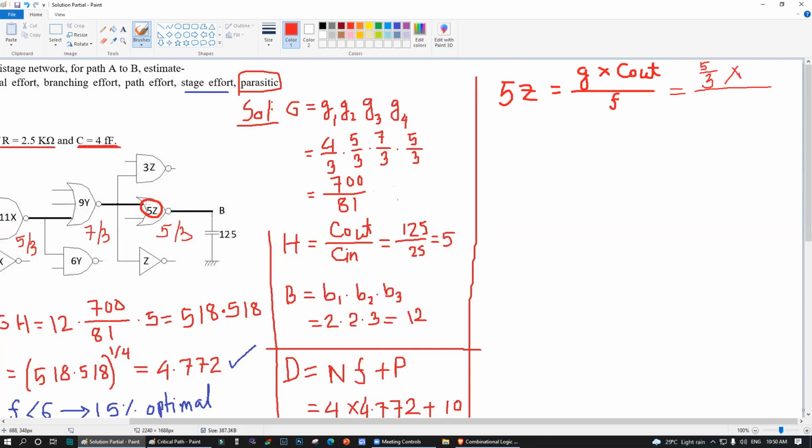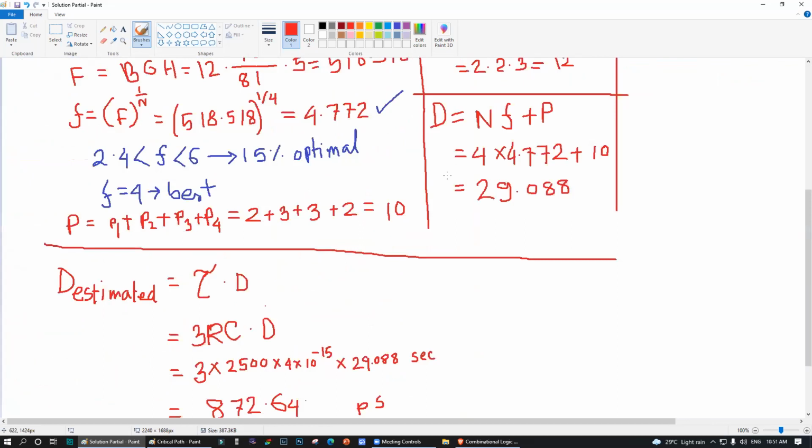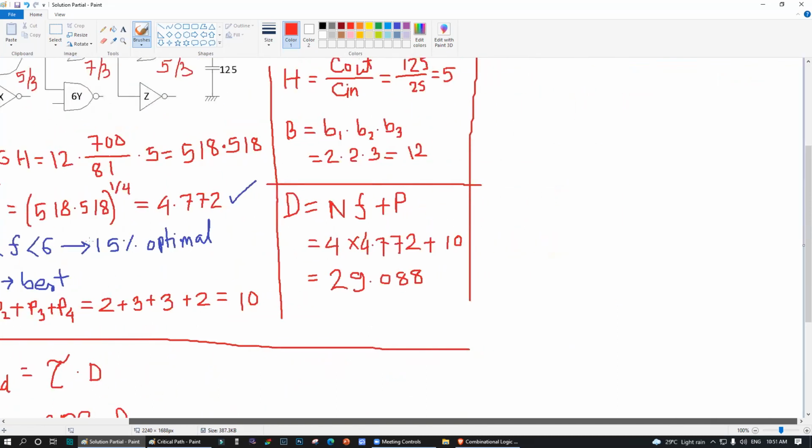What is the C out? C out means what is connected with this one. What thing is connected to this gate? 125, right? Yes, sir. Divided by F. What is the value of F? Anyone? Found out, right? Somewhere. Where? So 4.772, right?